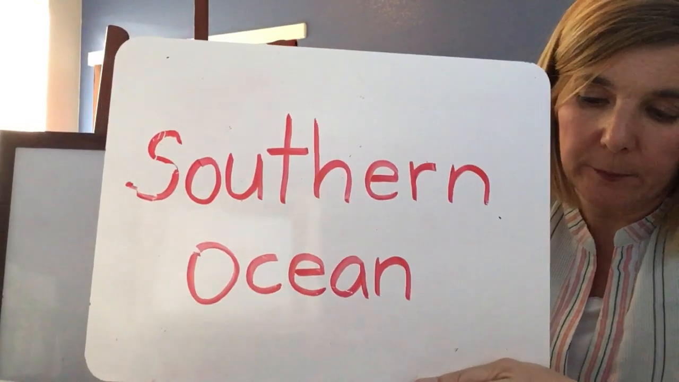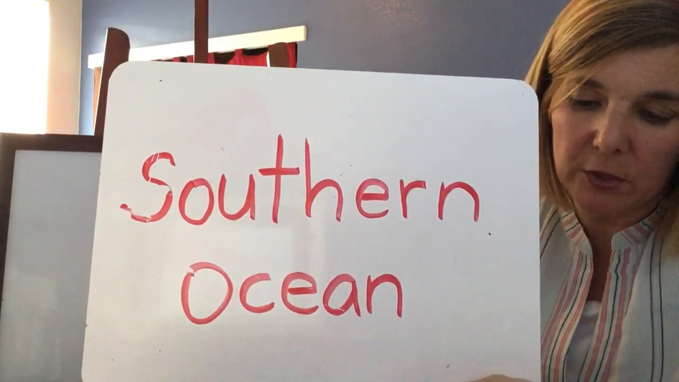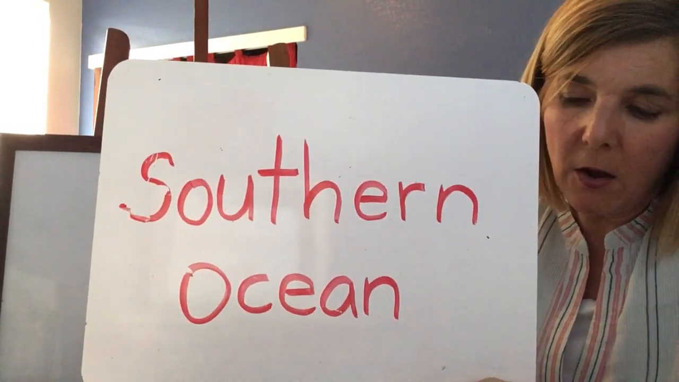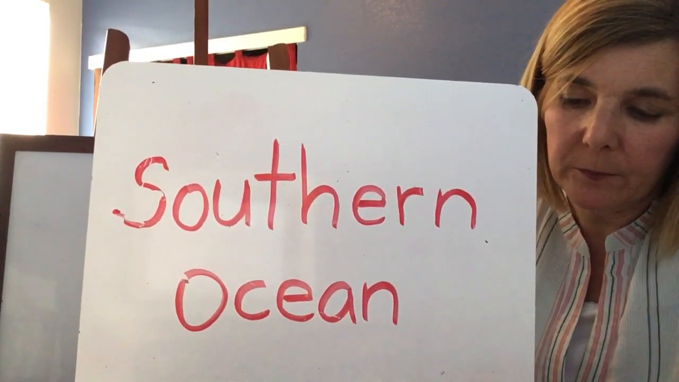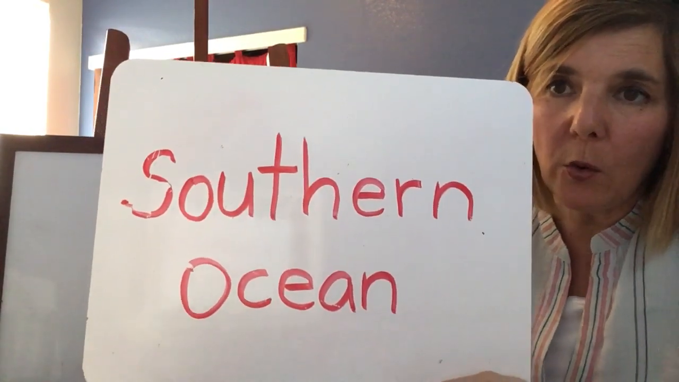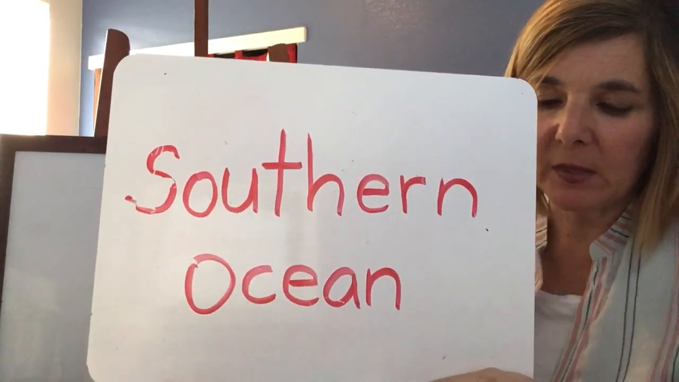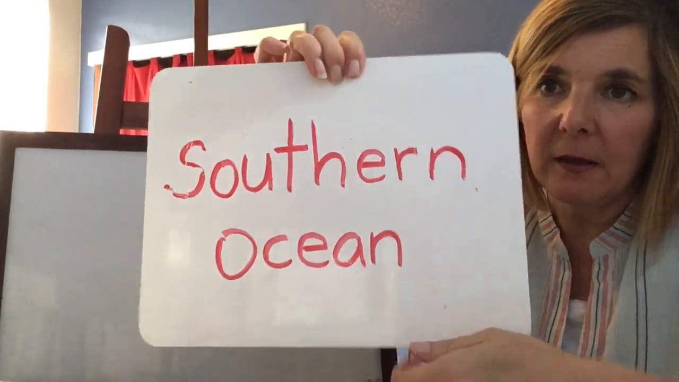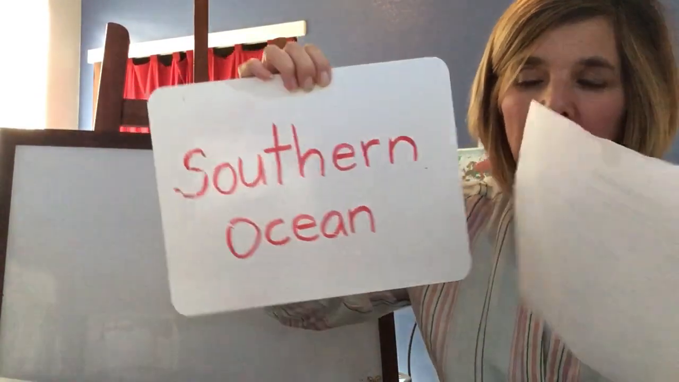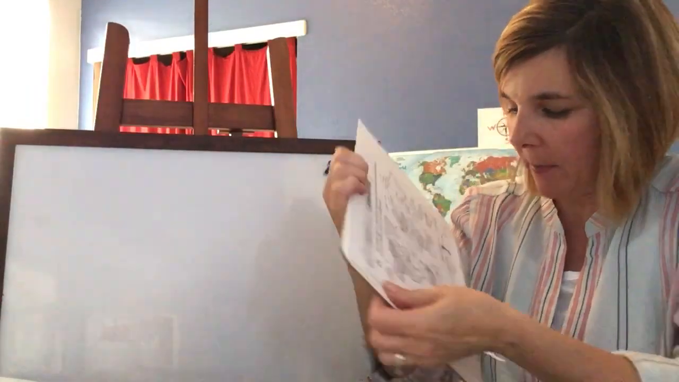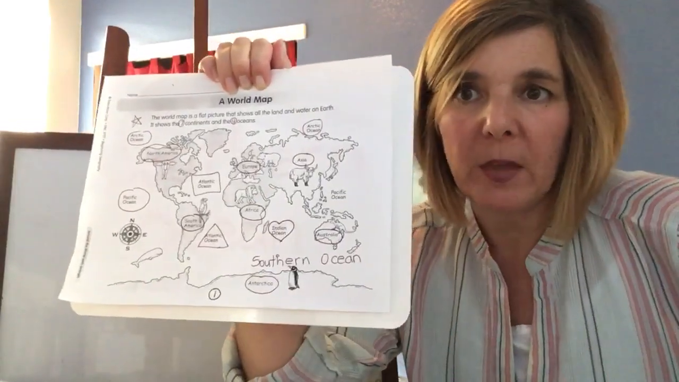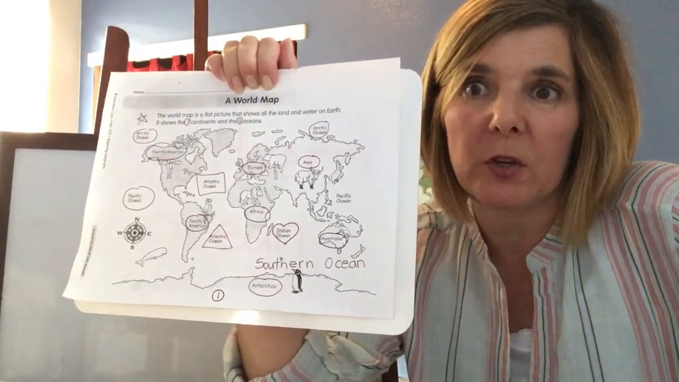Okay, so I'm going to hold it up and I'm going to spell it: S-O-U-T-H-E-R-N. And then I'm going to write the next word, ocean, O-C-E-A-N. Southern Ocean. And I'll show you where I labeled it on my map. See it down there? I put it right near the penguin. That's what we can call the Southern Ocean.